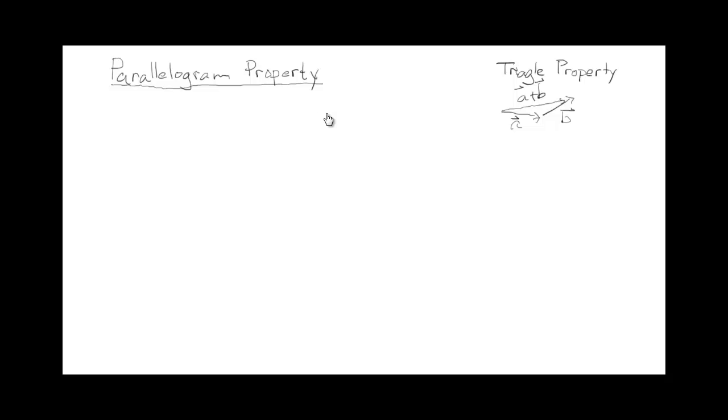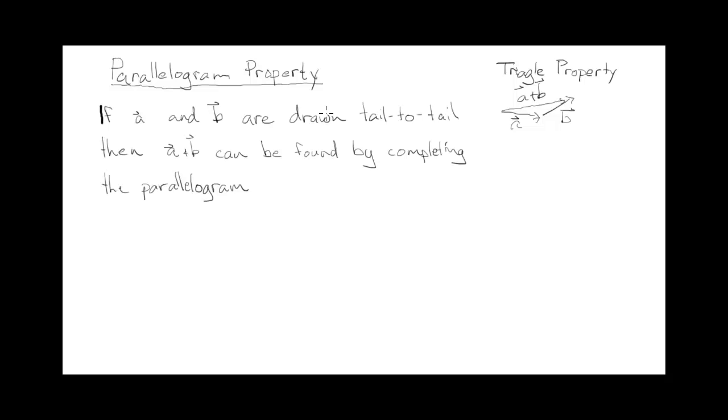So I'm just going to write this down here. Okay, so the way the parallelogram property works, if you have two vectors A and B which are drawn tail to tail, so A is here and B, so they have the same tail, is here, then what you're going to do to get A plus B is complete the parallelogram. So what that means is you take these two vectors as sides in the parallelogram and then draw the opposite sides of the parallelogram.